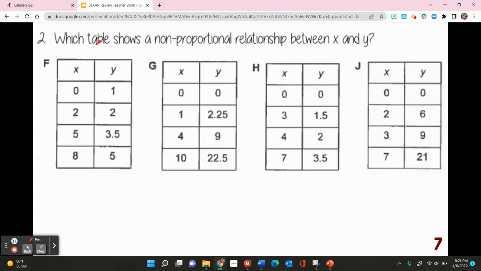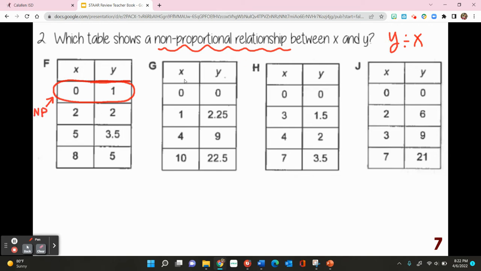Let's continue. Let's look at number 2. For number 2, it says which table shows a non-proportional relationship between x and y. So on a table, to determine if it is non-proportional or not, remember we divide y by x. Now when we look at F, remember, on a table, whenever x is 0, whatever y is, that is your y-intercept. So since I see that I have a y-intercept of (0, 1), this lets me know that this does not go through the origin, and this is automatically non-proportional.